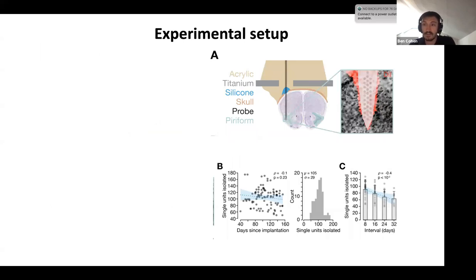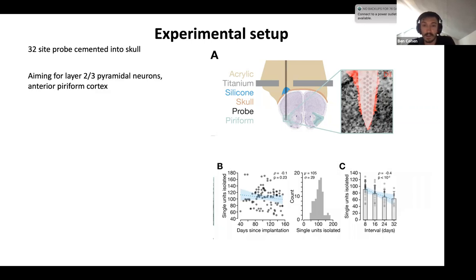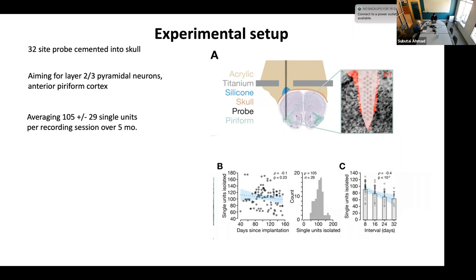So the experimental setup is that they have this very permanent probe that they stick into a mouse's skull. In other experiments, it's kind of just floating there, but here they cement it into the skull to try and keep it from moving. They're targeting layer 2-3 pyramidal neurons in the piriform cortex. They make a note that they might be hitting inhibitory neurons sometimes, but they're mainly targeting these layer 2-3 neurons. Some controls and discussion of the spike sorting algorithms they use. So they're trying to map individual spikes to individual neurons. And what they're able to gather is isolating about 105 single neurons per recording session, plus or minus.